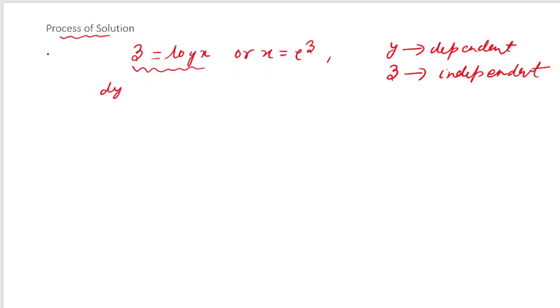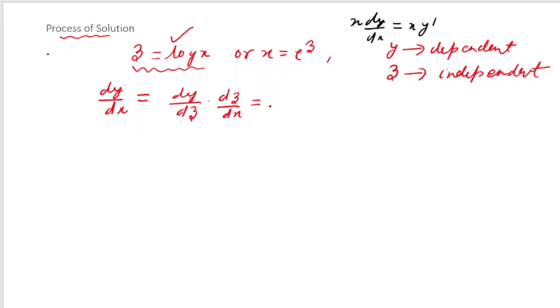Suppose we have the differential coefficient dy by dx, and in Euler-Cauchy form it is appearing like x dy by dx, or we can say it is appearing like x y dash, that is the more popular notation. So I am trying to change dy by dx in terms of dy by dz. If I have to differentiate y with respect to x, I can differentiate y with respect to z first, and then differentiate z with respect to x. Now I have used the transformation z is equal to log x, so dz by dx will be 1 by x.